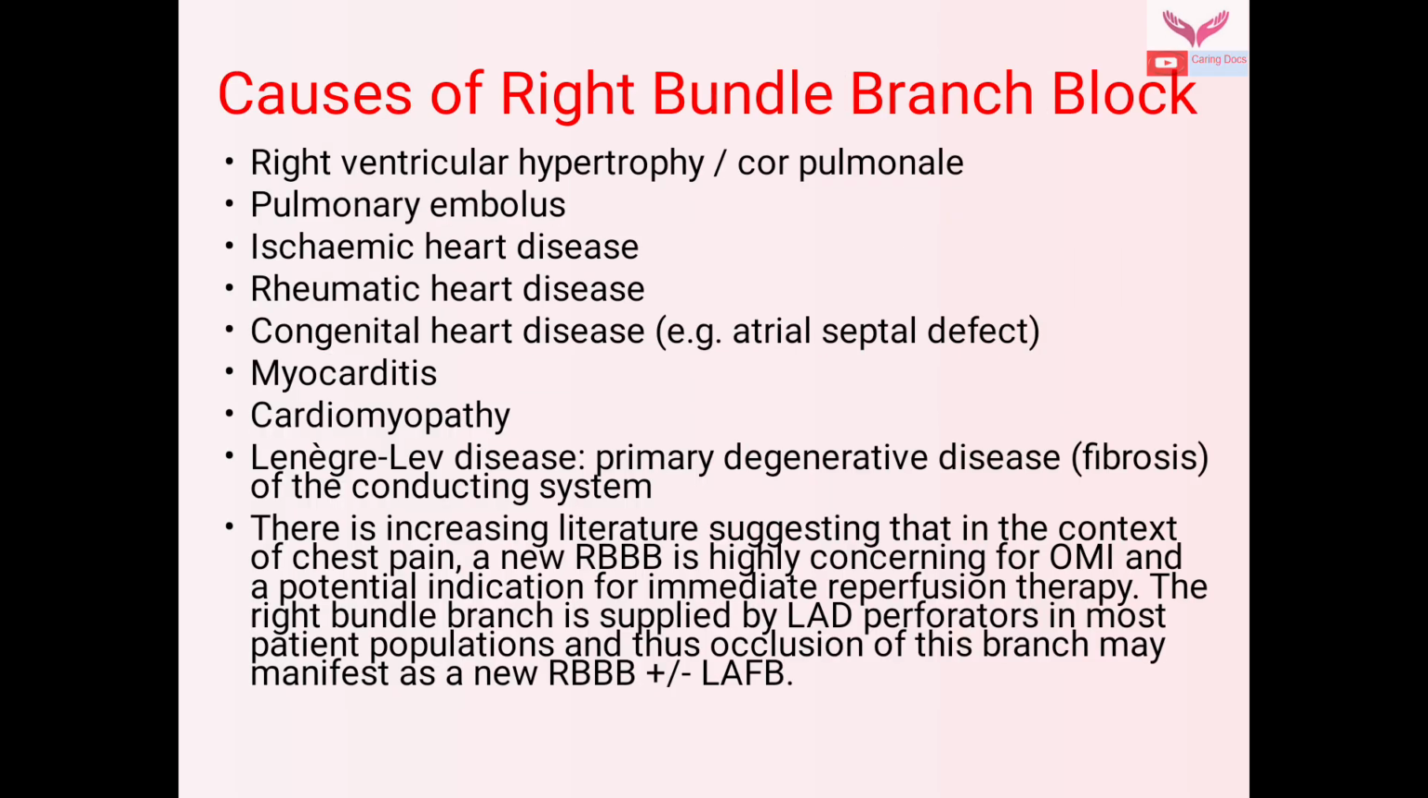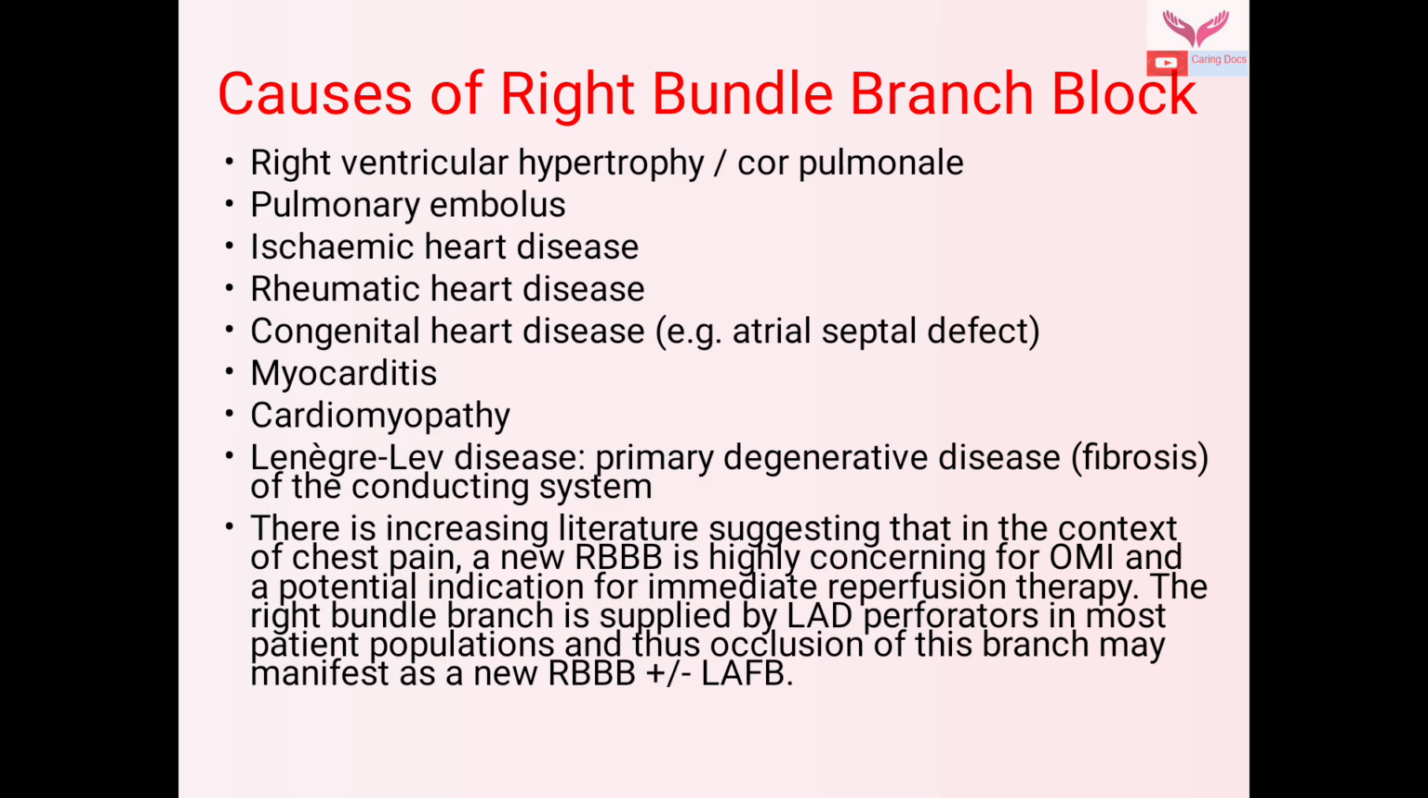The causes of right bundle branch block are right ventricular hypertrophy or pulmonary embolus, ischemic heart disease, rheumatic heart disease, congenital heart disease like atrial septal defect, myocarditis, cardiomyopathy, and Lenègre-Lev disease, that is primary degenerative disease of the conductive system. There is increasing literature suggesting that, in the context of chest pain, a new right bundle branch block is highly concerning for OMI and a potential indication for immediate reperfusion therapy.